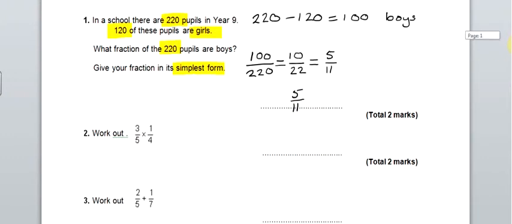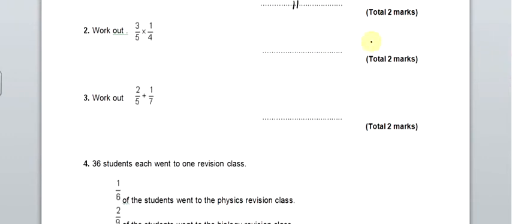Now, question number 2 is all about multiplying fractions. So when I multiply fractions, that's the simplest thing to do. I times the tops and I times the bottoms. So 3 times 1 is 3, and 5 times 4 is 20. So the answer is 3 over 20.